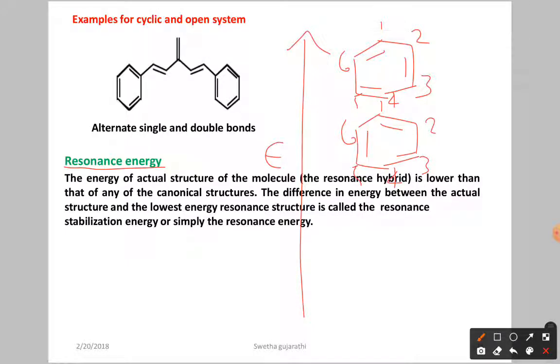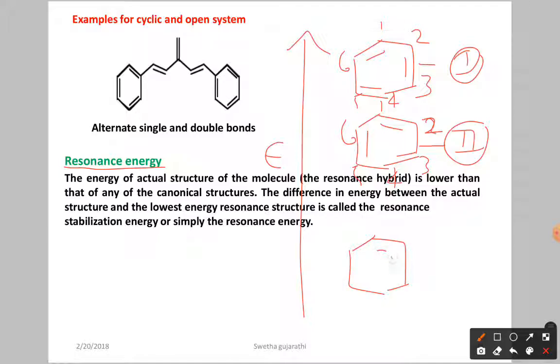Now here if you see, I am just moving the pi bonds. I already told you, while writing the resonance structure you have to move only the pi bonds and lone pairs, not the atoms. So in both cases the position of carbon is the same, isn't it? This I am assuming as the first structure and this as the second structure. After that I am writing the word here, resonance hybrid.